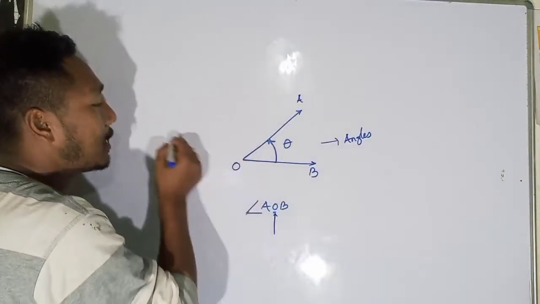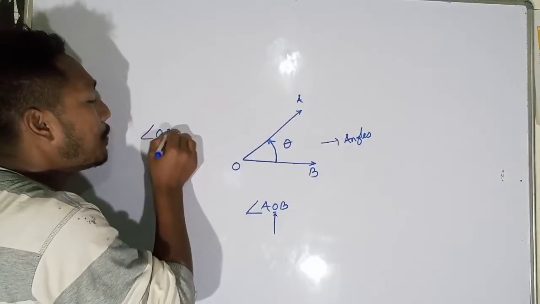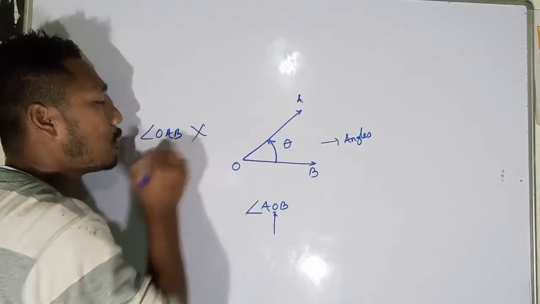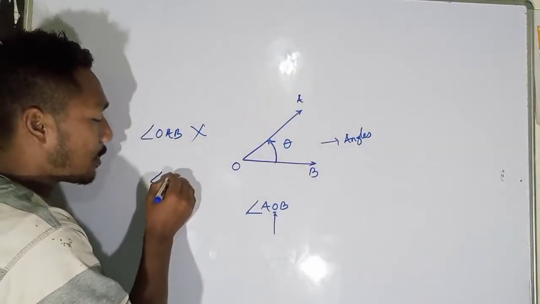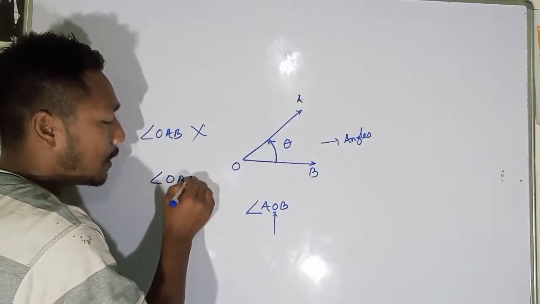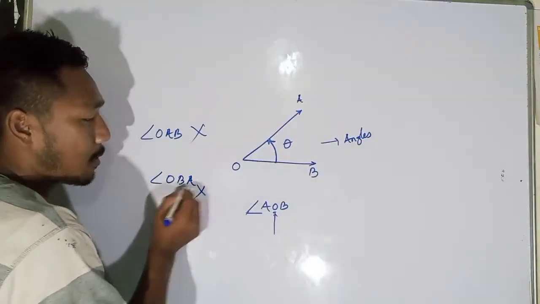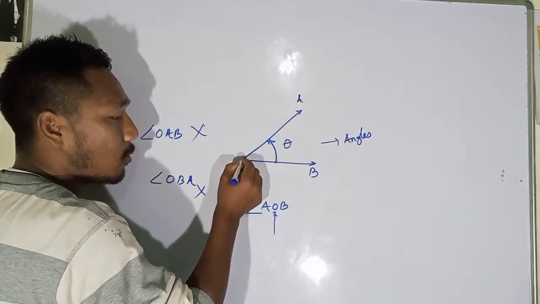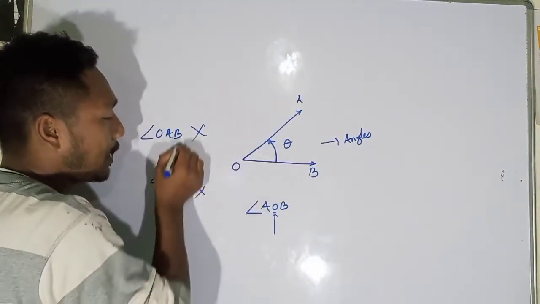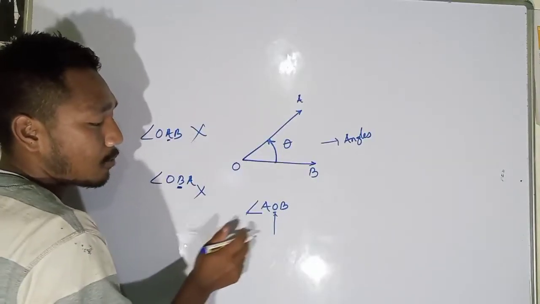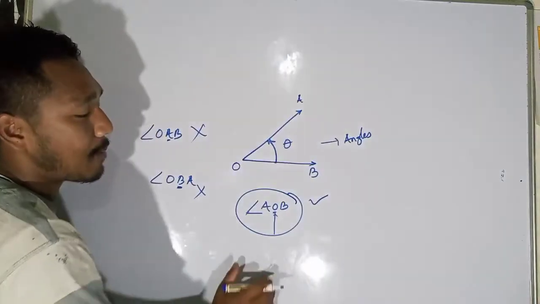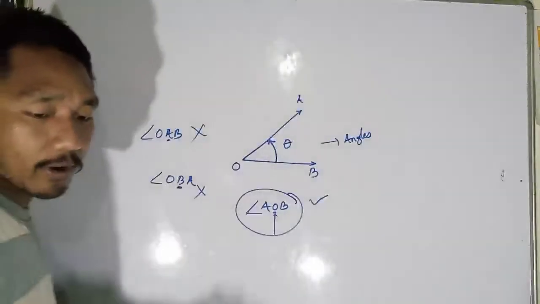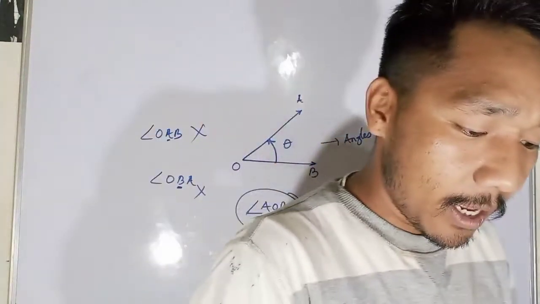But if my angle is this, and you write OAB, that is a wrong nomenclature. Or if I write OBA, then this is also wrong. Why? Because our angle is forming at the point O, not at point A, not at point B. So this is the correct nomenclature, the correct naming for these angles. First we have to learn how to give the naming.